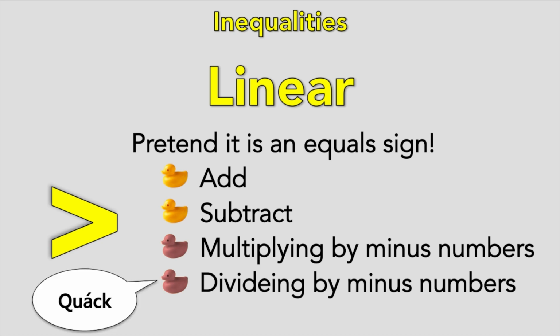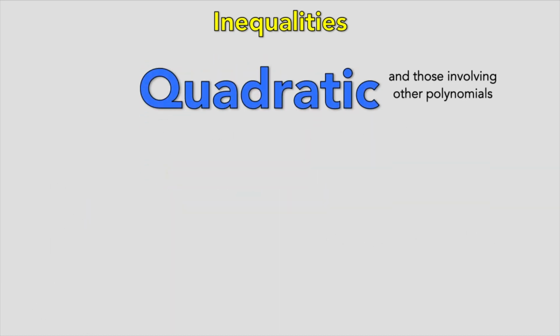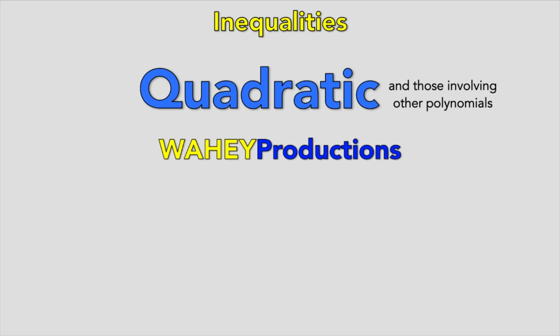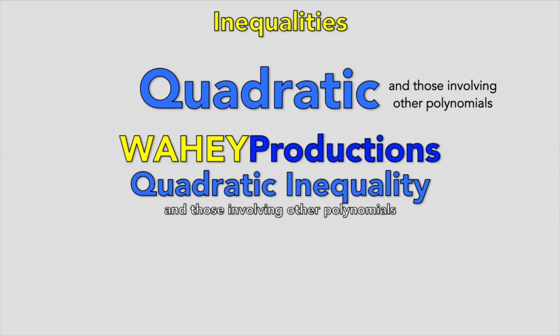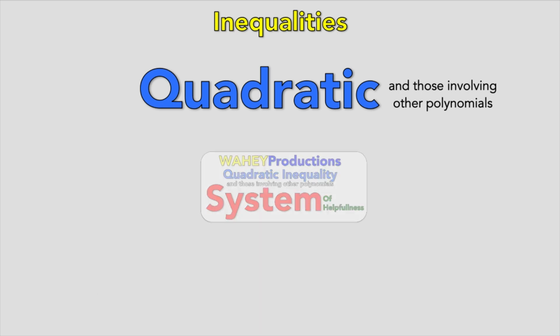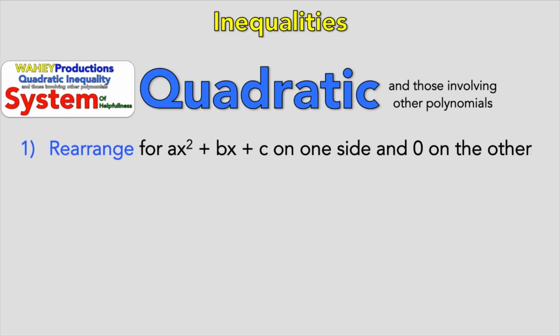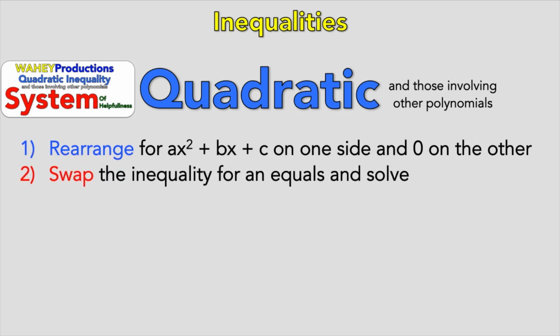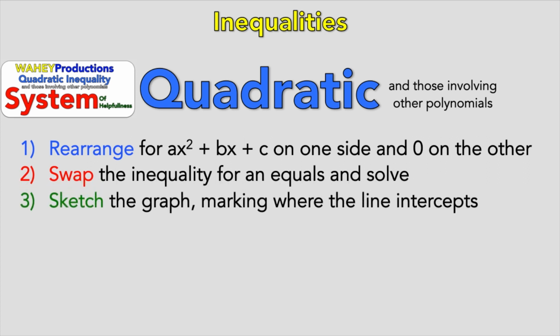On to quadratic inequalities, and those involving other polynomials, and to the WAHEY Productions quadratic inequality and those involving other polynomials system of helpfulness. That's a mouthful. Start off by rearranging to get your polynomial or equation with different degrees of x on one side and 0 on the other side. Simple enough. Then swap the inequality sign for an equal sign temporarily, and then just solve it as usual. Then sketch the graph, marking where the line intersects the axes. And finally, solve using the original inequality sign. What do I mean? We shall show you.